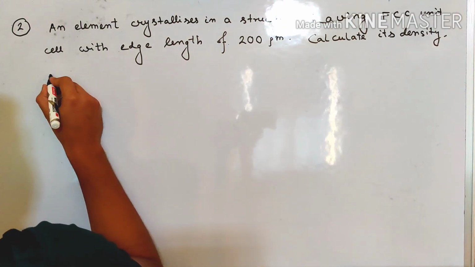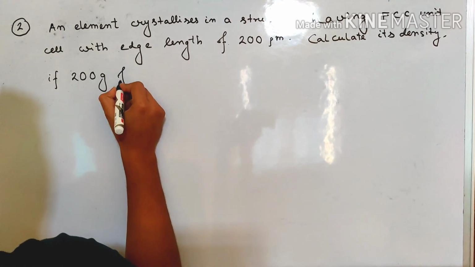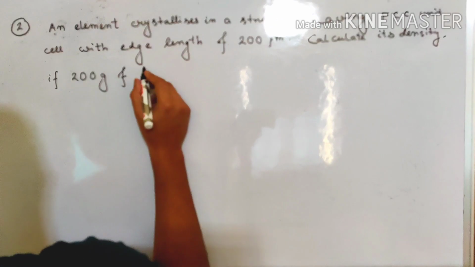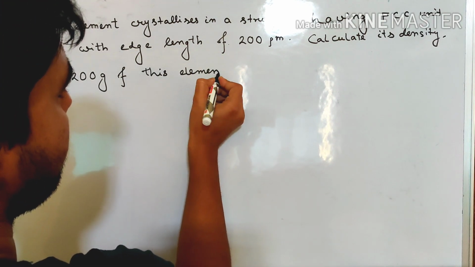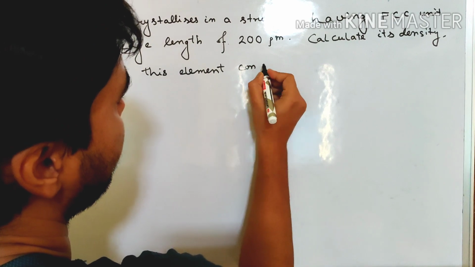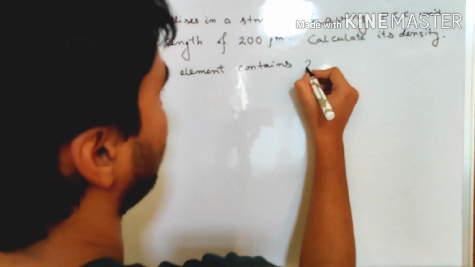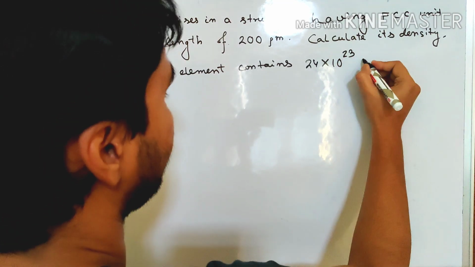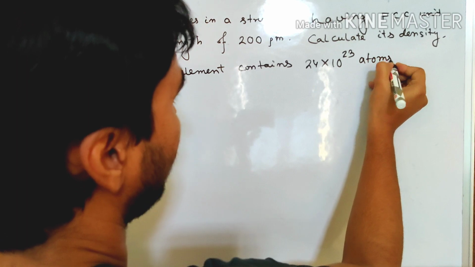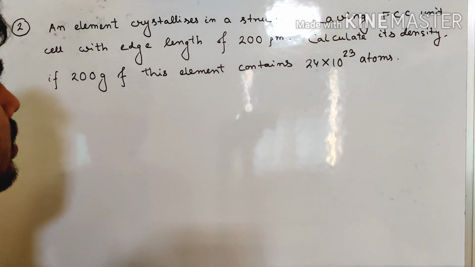If 200 gram of this element contains 24 into 10 to the power 23 number of atoms. Let's see. So let us first analyze the problem once again.